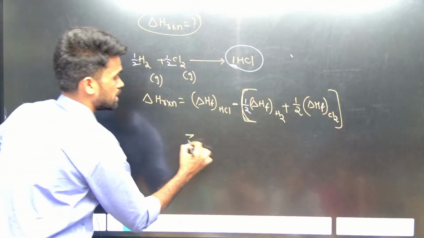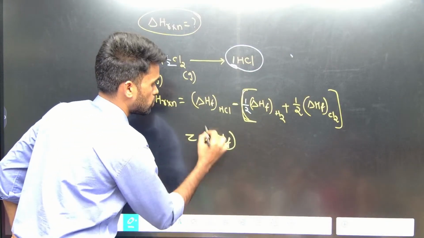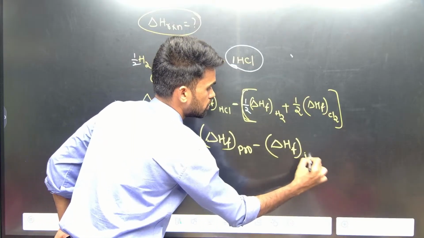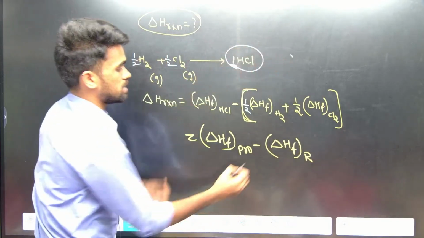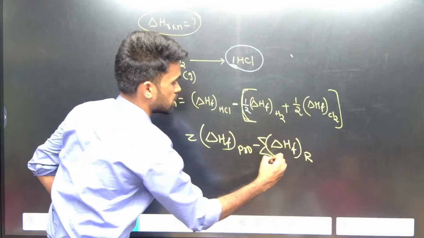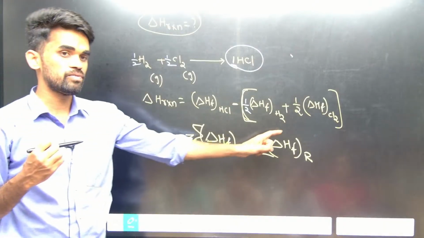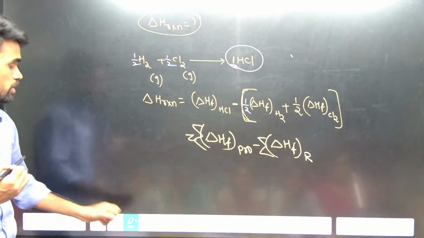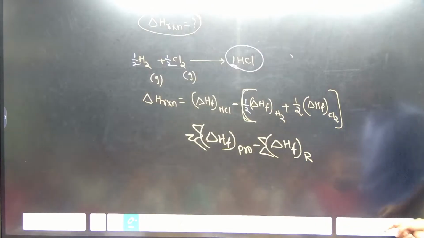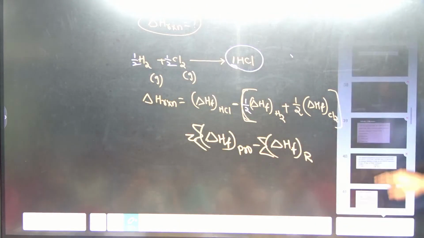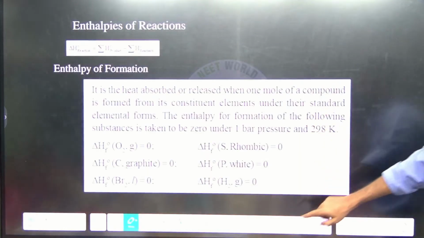simply we can write the enthalpy of formation of products minus the enthalpy of formation of reactants. See, if multiple things are there, we are adding them. So summation of enthalpy of formation of products minus summation of enthalpy of formation of reactants. Okay. So now I will give you 1 or 2 questions, then you will feel more comfortable. Before going to that, just try to read these statements once.